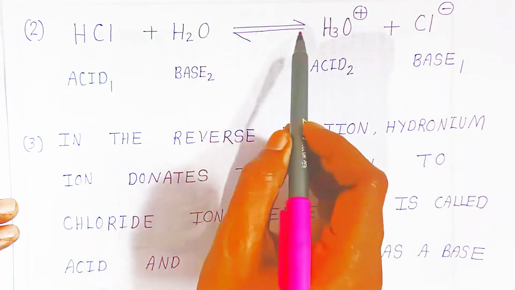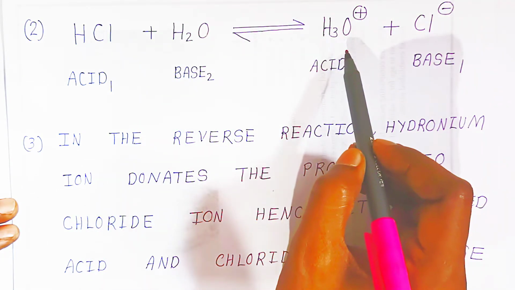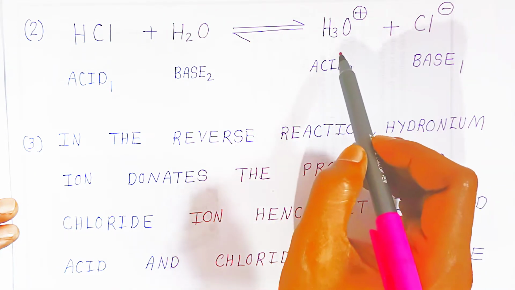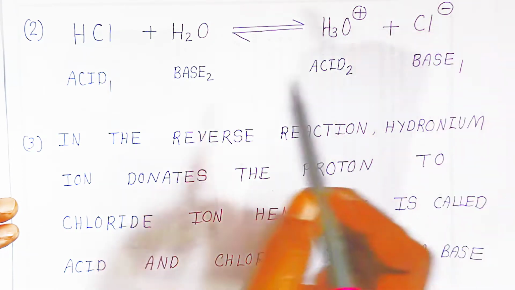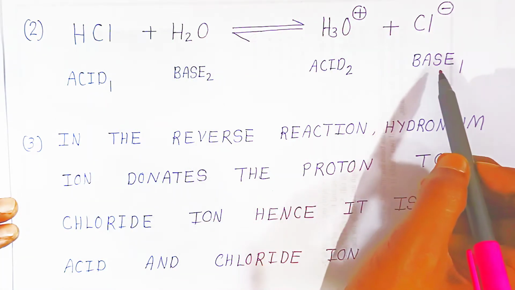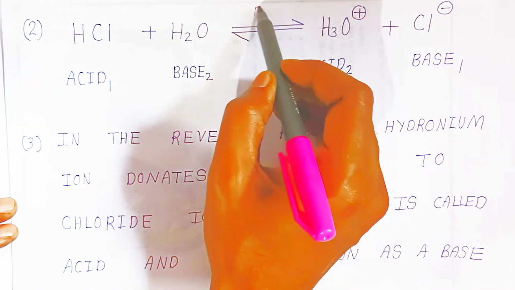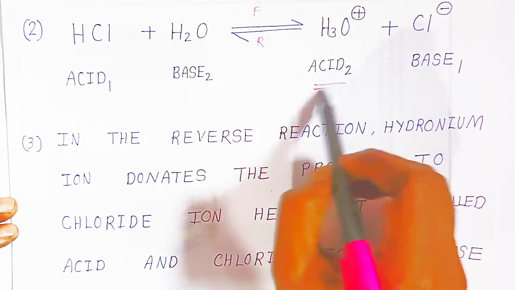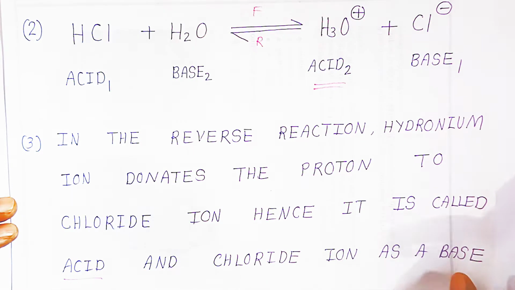Now here students we have a reverse reaction, the forward as well as what? Reverse reaction. What happens here students? Now here hydronium will donate the proton. So here it is called as what? Acid 2. Now because chloride will accept one proton, then again it is forming HCl. So here it is accepting a proton, that is called as this chloride will act as a what? Base. So here students we have forward as well as what? A reverse reaction. In the reverse reaction students, the hydronium ion donates the proton to the chloride ion, hence it is called an acid, and chloride ion a base.